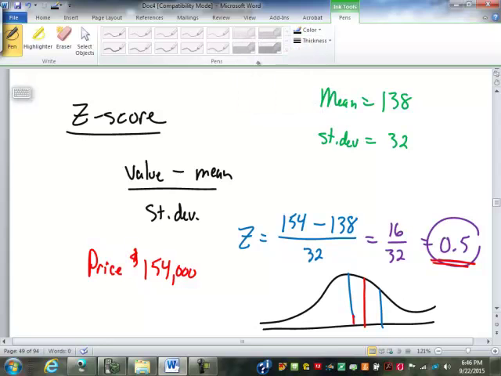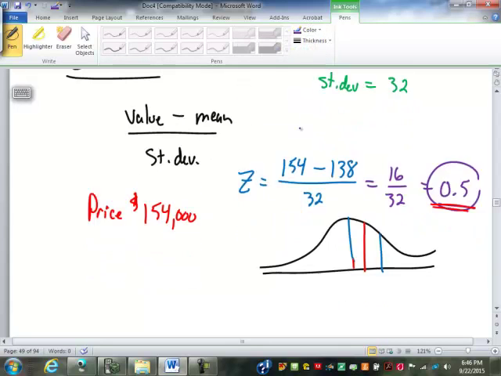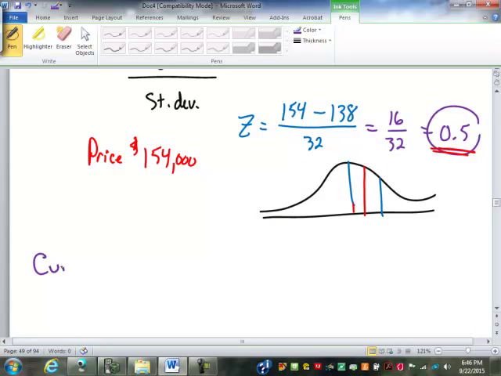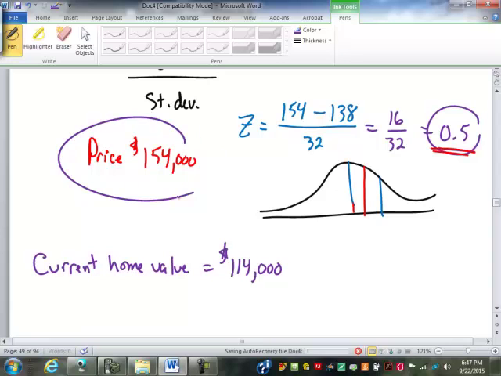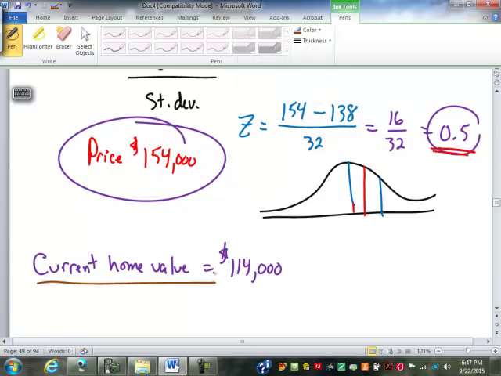Let's say you want to maintain your standard of living. So you look at your current house. Your current house has a value of $114,000. So does that mean that that $154,000 house is a step up, a huge step up? Well, we can't tell because you currently live here and you're looking at homes that are in another location.